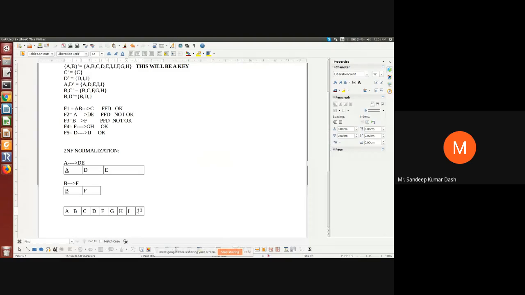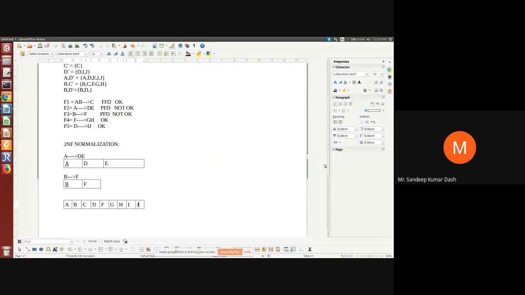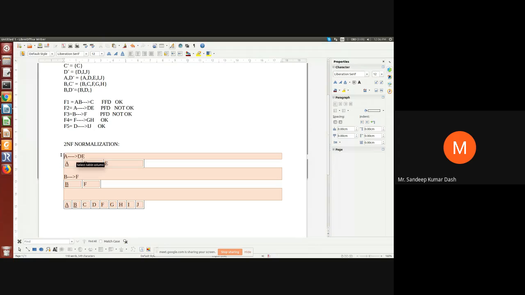I and J. Okay, so out of A, B, C, D, E, F, G, H, I, J, you removed E only. This E was removed to a separate table. Since B was determining F alone, they were kept in a separate table, but B will also be here. These are the primary keys. So the answer to that problem is this. You normalize that relation into three different tables, which are now in 2NF.